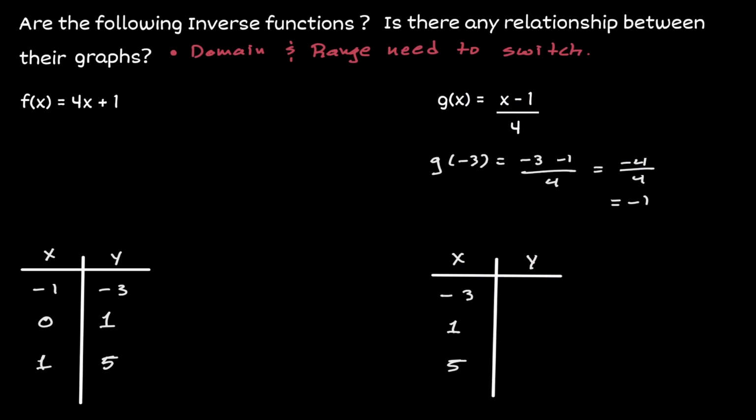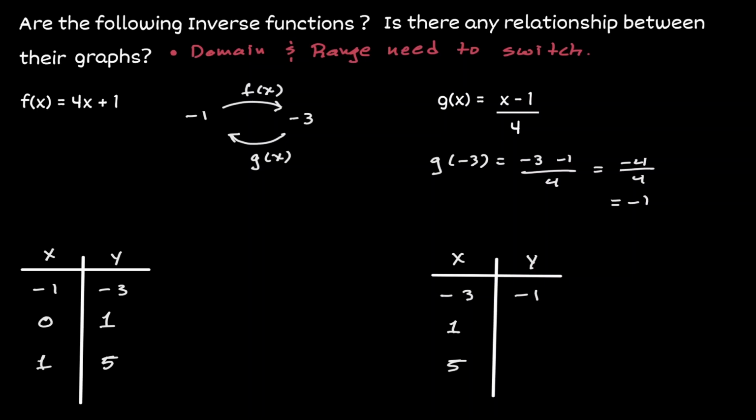When we plug in -3 into g of x, we have an output of -1. And this is good because notice that the range of the original is the domain of the inverse, and the domain of the original is the range of the inverse. They switch locations. What we have shown here is that when we plug in the value of -1 into f of x, we obtain -3. But -3, when we plug into the function g of x, we obtain -1 out.